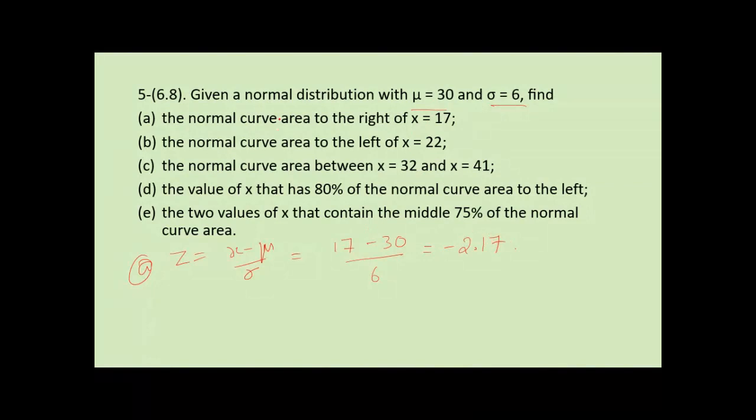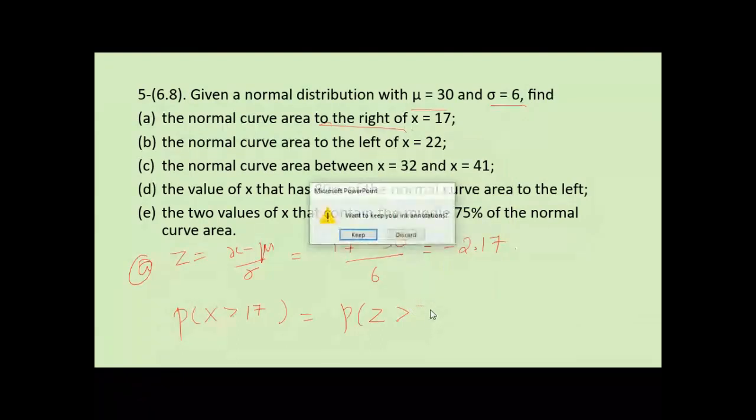Now the area to the right of x. How to write this? Probability of x greater than 17, which is equivalent to z greater than negative 2.17.